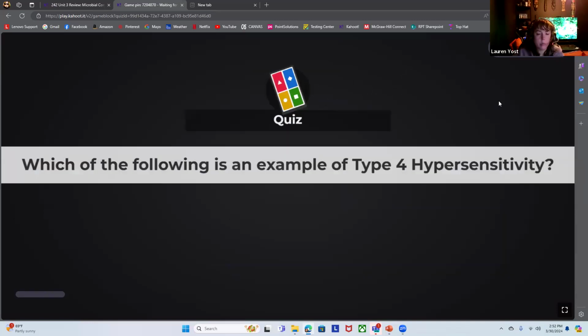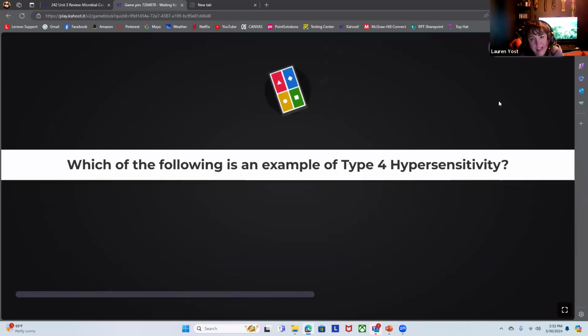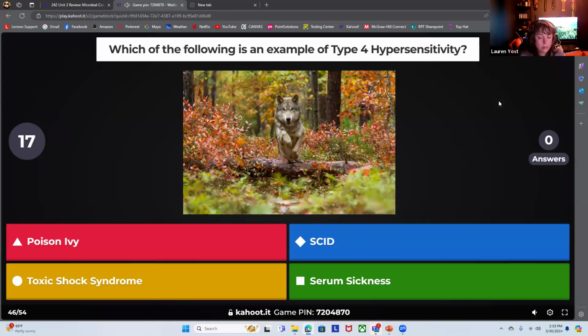All right, could be more than one for this. Which of the following is an example of a type 4 hypersensitivity? I like the wolf.